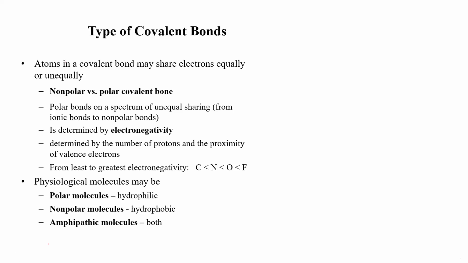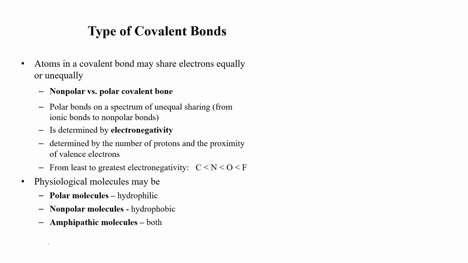Covalent bonds are important because they hold molecules together. But the sharing of electrons isn't always going to be equal, right? This is extremely important for the chemical properties of water, and we're mostly made up of water, right? 70% of our body can be water. So it's just as important for our physiology. That's why I use that term.